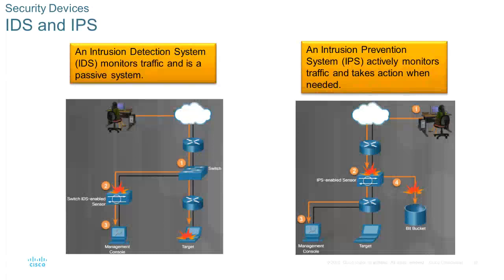The next generation came around as intrusion prevention systems, IPS. This monitors the traffic, and when it detects something dodgy going on, it actually takes action against that alarm. So it will stop the dodginess and send an alarm to the management console, but it will also automatically take action against what it has detected.